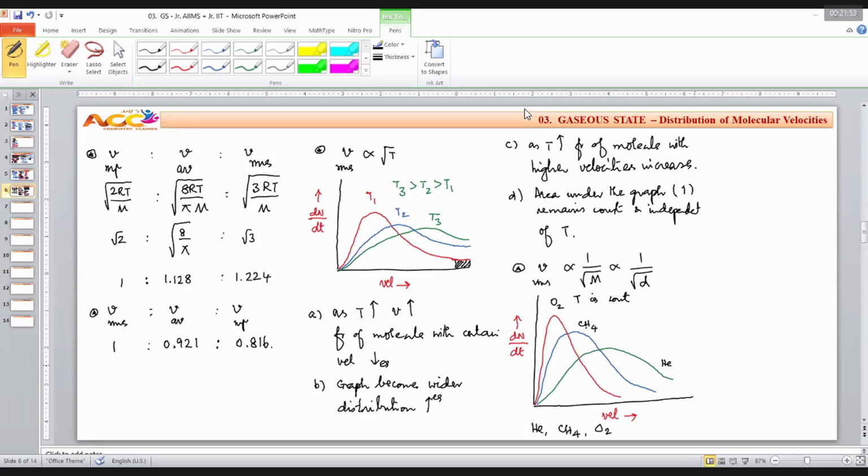As temperature increases, velocity increases. The fraction of molecules with a certain velocity decreases. The graph becomes wider, distribution increases. As temperature increases, the fraction of molecules with higher velocities increases. The area under the graph always remains 1, remains constant and is independent of temperature.